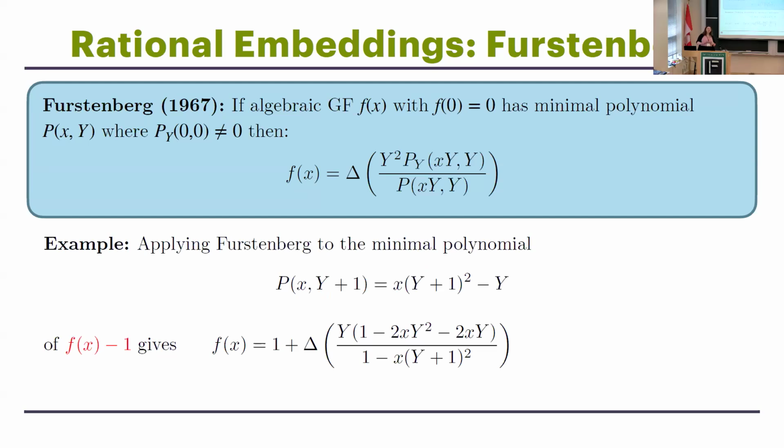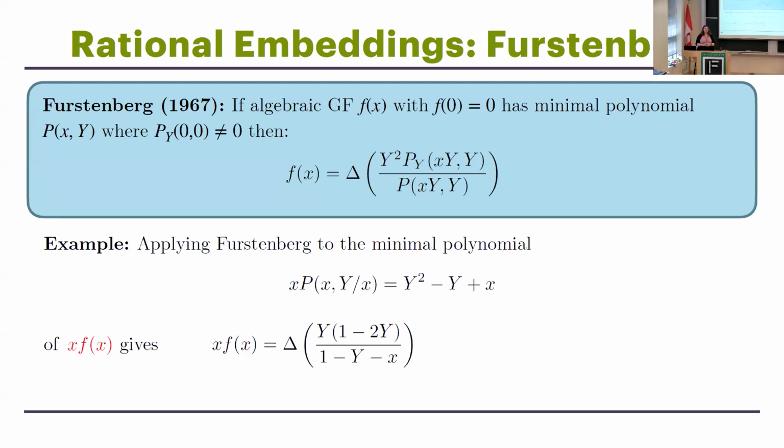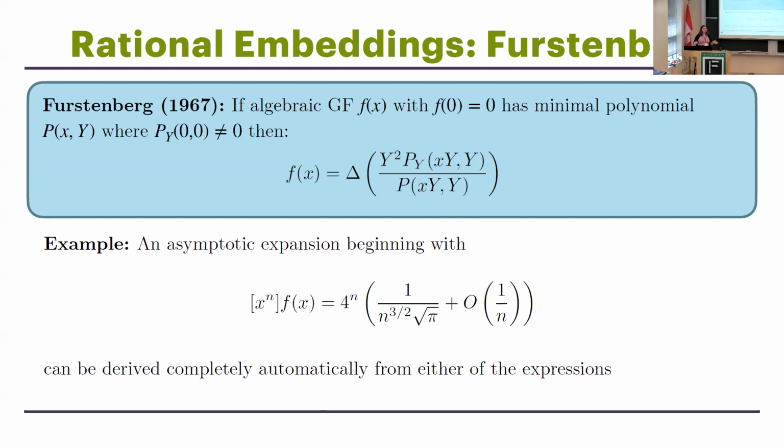So that's great, but it's not the only way that we could have done this. The second, slightly less naive approach would be to just multiply it by x, right? Again, that removes our constant. Once again, we can embed the diagonal. This one looks maybe a little prettier than the last one, and we can still post-process and figure out what exactly our asymptotics are from there. But either way, once we do this embedding, it's relatively straightforward to get an asymptotic expansion, beginning with 4 to the n times 1 over n to the 3 over 2 times root pi. And this can be derived completely automatically from either of those two expressions.